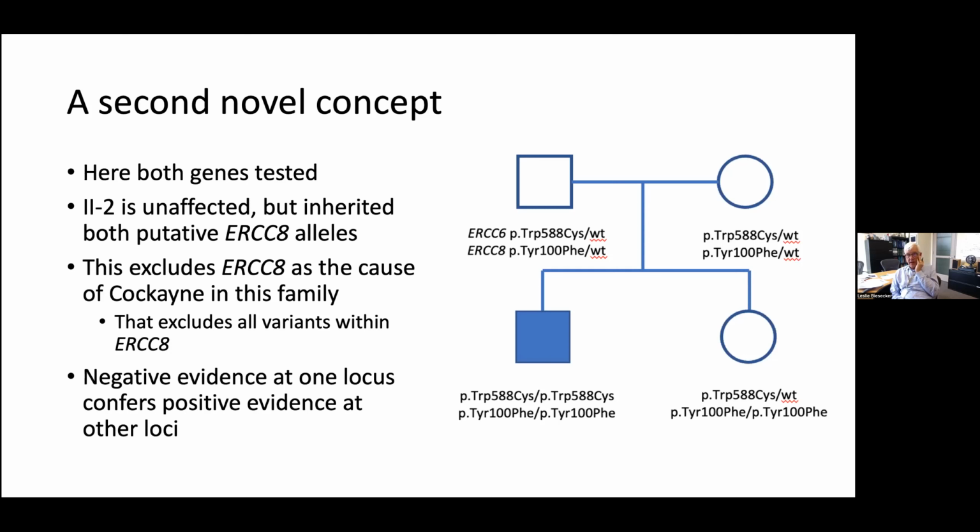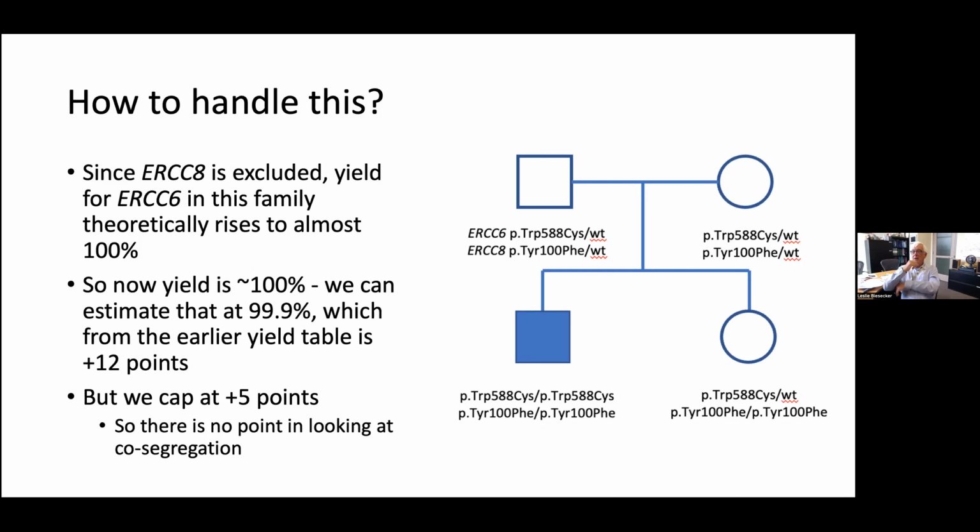And no prior evidence type has ever taken into account that negative evidence at one gene for a trait confers positive evidence at the remaining loci. That makes sense? Negative evidence at one locus actually construes positive evidence for the remaining loci. It's an interesting idea. Intuitively, it makes sense. So how do we handle this? So since ERCC8 has now been excluded in this family, you can now recognize that the diagnostic yield for a family with an infant or a child with Cockayne syndrome, for whom ERCC8 has been excluded, is essentially 100%, right? Because you've knocked out the 30% of ERCC8.